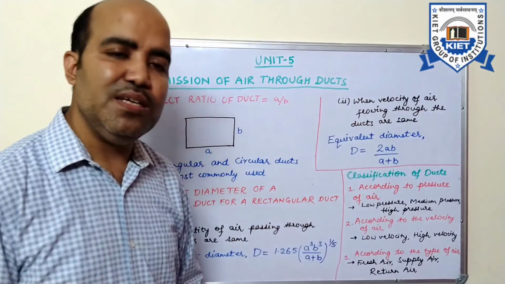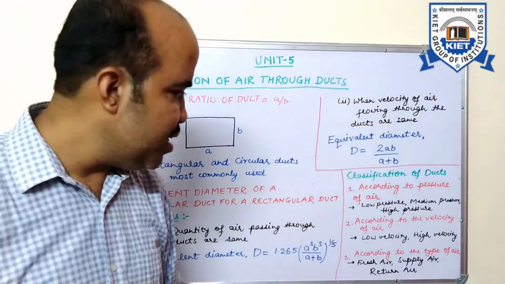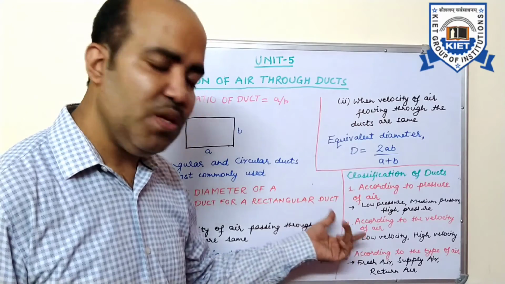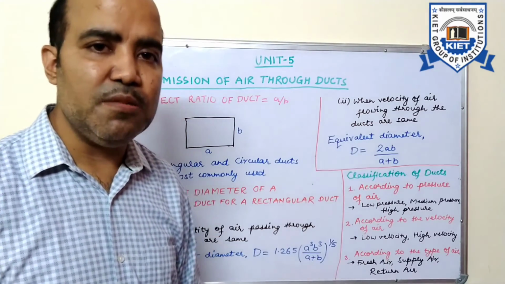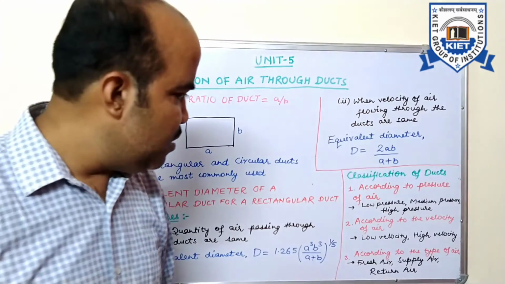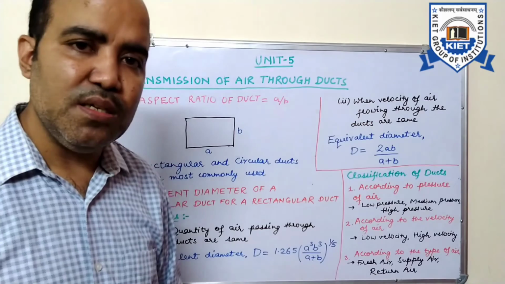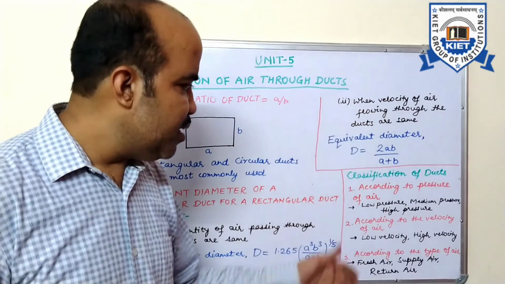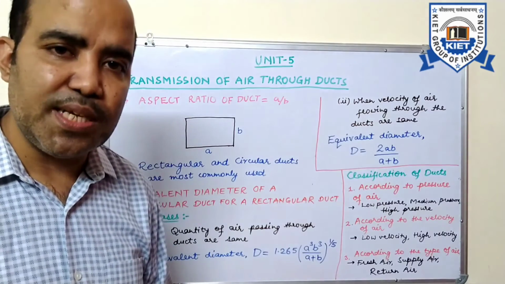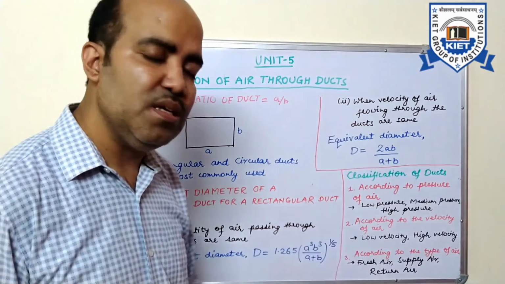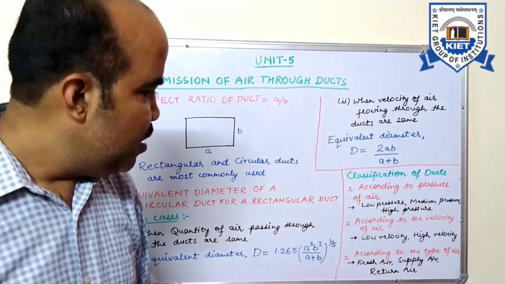The second basis is the average velocity of the air moving inside the duct. If the velocity of air is less than 10 meter per second, then the duct is classified as a low velocity duct. And if the velocity of the air is greater than 10 meter per second, then we call it a high velocity duct.